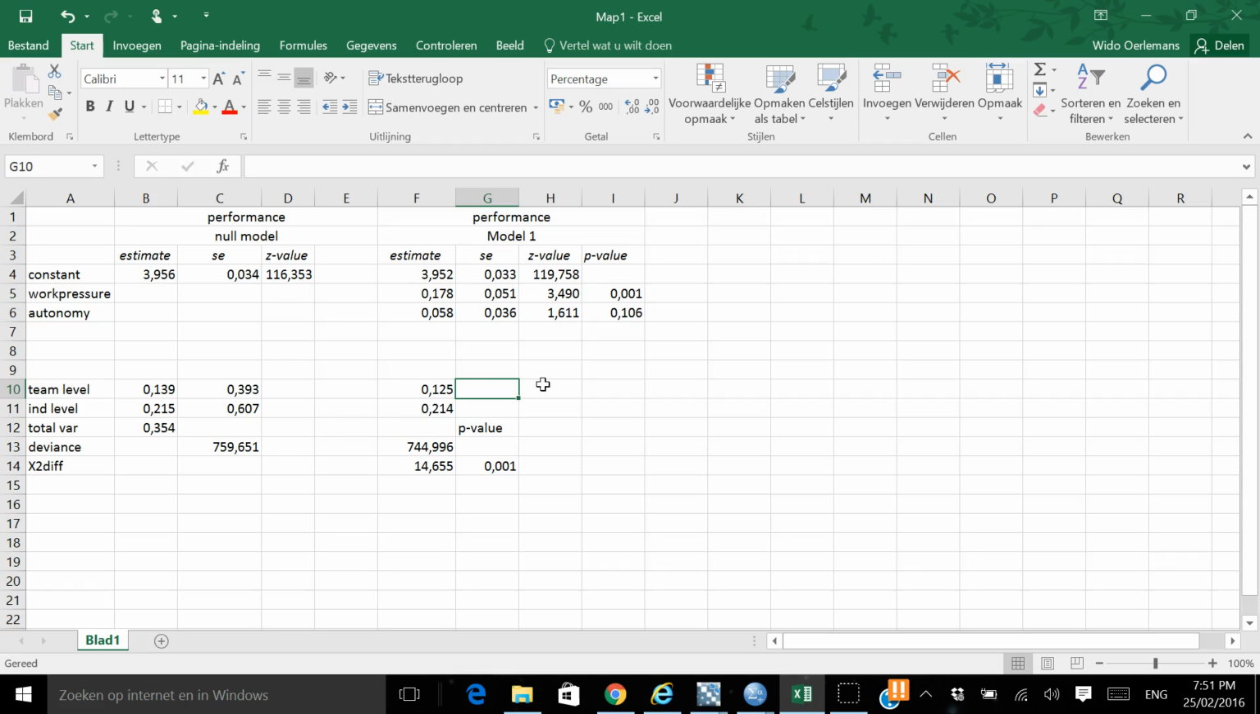So now one final thing we can do is also to look at the explained variance. Now remember, these variances are actually variances that are unexplained. Make it complicated. So we started out with a null model which had an unexplained variance of 0.139 on the team level. And we now have some remaining unexplained variance of 0.125.